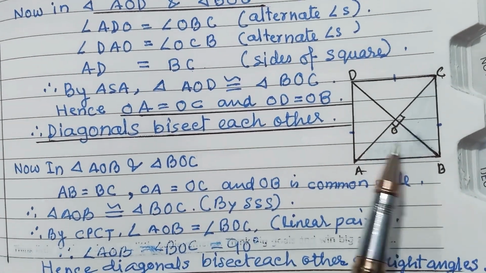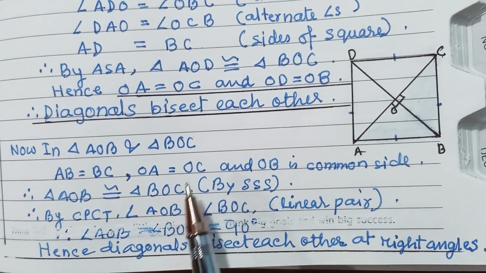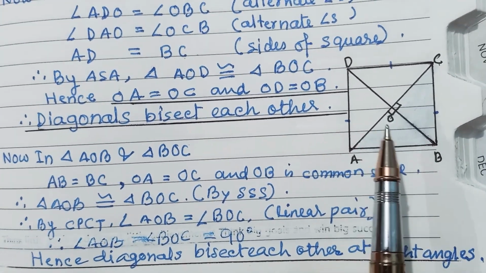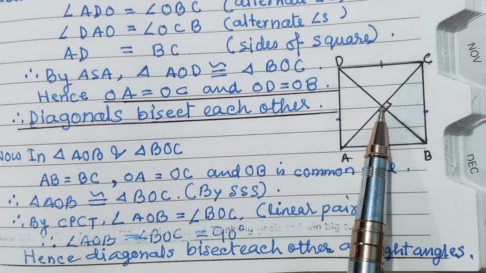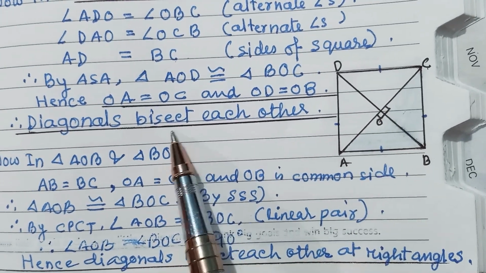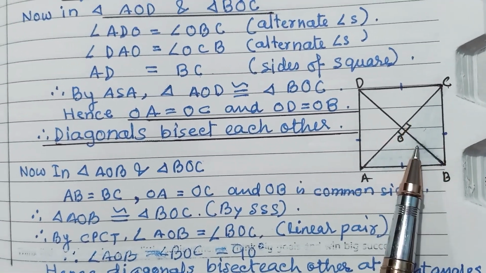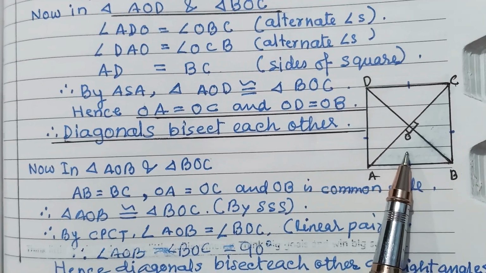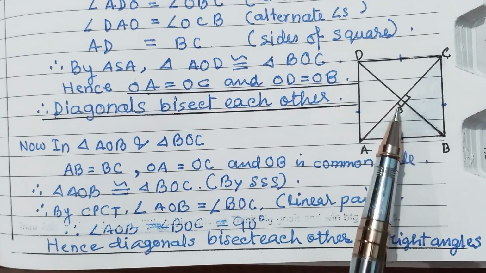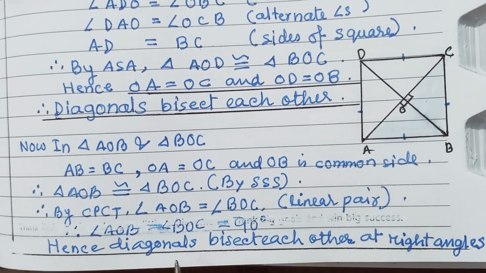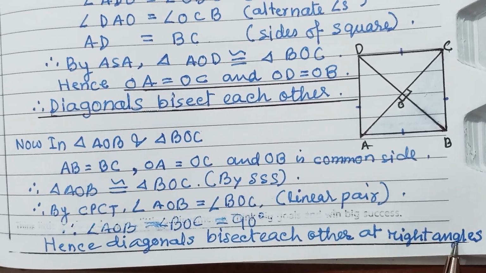Now, bisect each other at 90 degrees. For that you take these two triangles. Here, one by one I am saying, in these two triangles, AB is equal to AC, sides of the square, and OB is the common side, and just now we have proved OA is equal to OC. Therefore, by side congruency rule, these two are congruent. As they are congruent, this angle equals this angle, and they are a linear pair. Therefore, it is 90 and it is 90. So hence diagonals bisect each other at right angle.